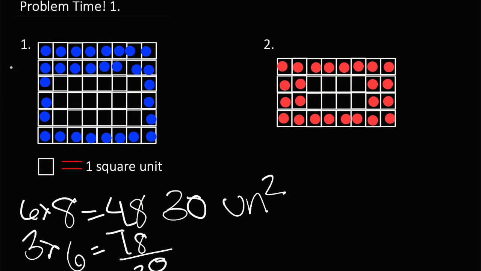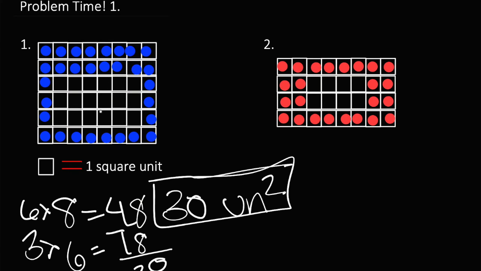If you want to check, you can always count them and go 1, 2, 3, 4, 5, 6, 7, 8, 9, 10, 11, 12, 13, 14, 15, 16, 17, 18, 19, 20, 21, 22, 23, 24, 25, 26, 27, 28, 29, 30. 30 is what we got over here, so we know that our answer is right.